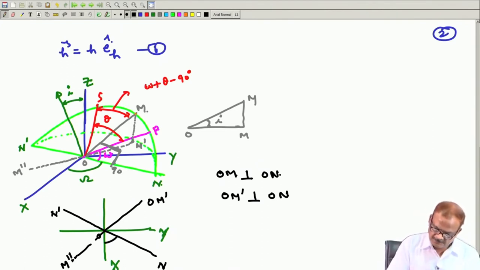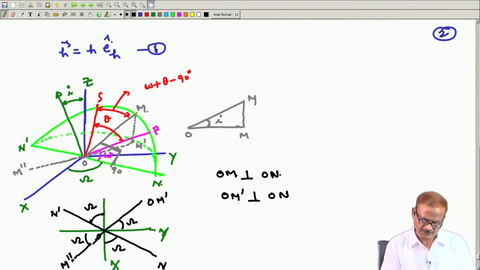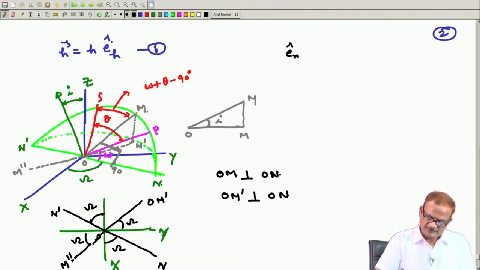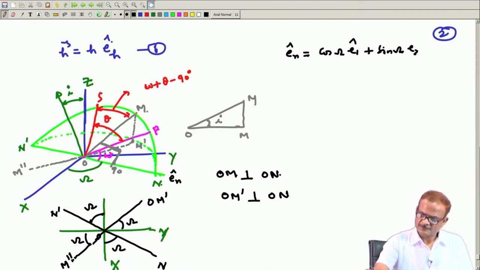Okay, so, this is the construct. Now, this angle we have written as capital omega. So, naturally this angle then becomes capital omega and this angle also gets to capital omega, this angle will be capital omega and rest accordingly this angle will be 90 minus capital omega. Okay. Now, we can work out this part. So, E n cap, which is the unit vector along this direction, we have written as cos capital omega E 1 cap plus sin capital omega E 2 cap. This already we have done.